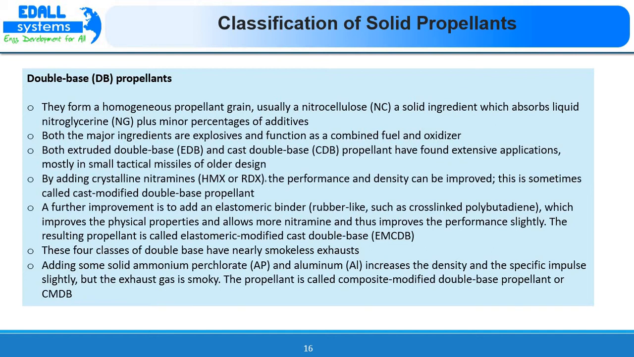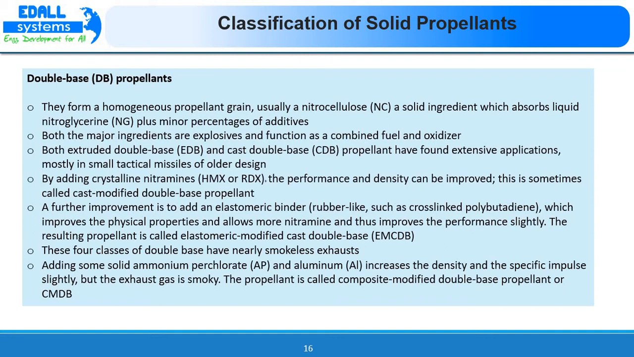Both extruded double base and the cast double base propellant have found extensive applications mostly in small tactical missiles of older design. So by adding crystalline nitramines, that is HMX or RDX, the performance and density can be improved. This is sometimes then called cast modified double base propellant. Then a further improvement is to add an elastomeric binder, that is rubber-like, such as cross-linked polybutadiene, which improves the physical properties and allows more nitramine and thus improves the performance slightly.